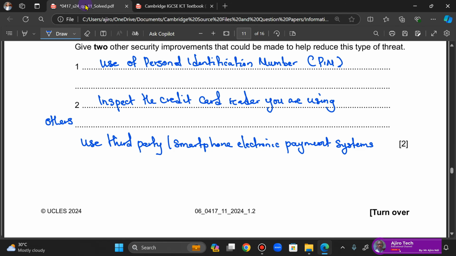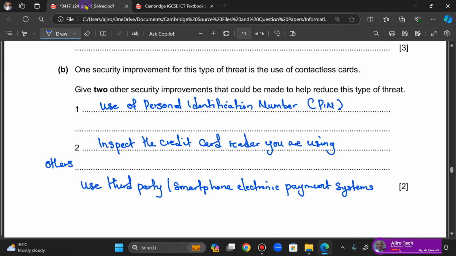All right. So this is also chapter 8. I know most of you have been waiting. This is also chapter 8, safety and security.